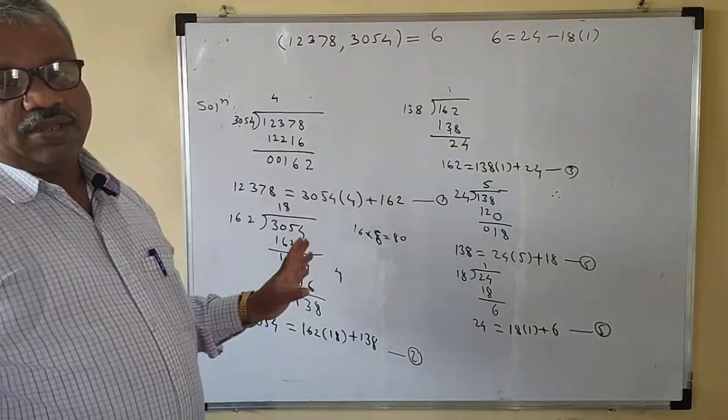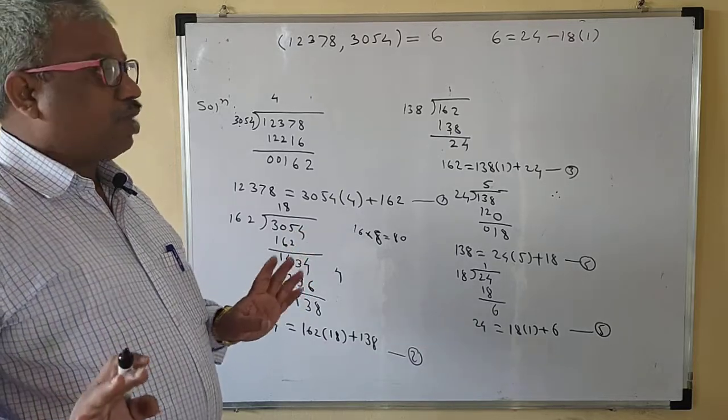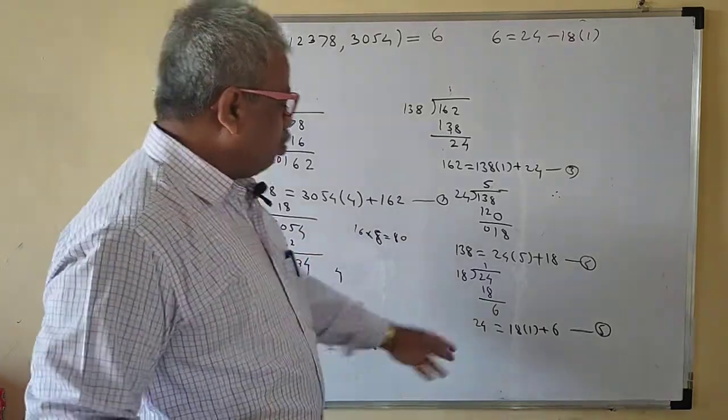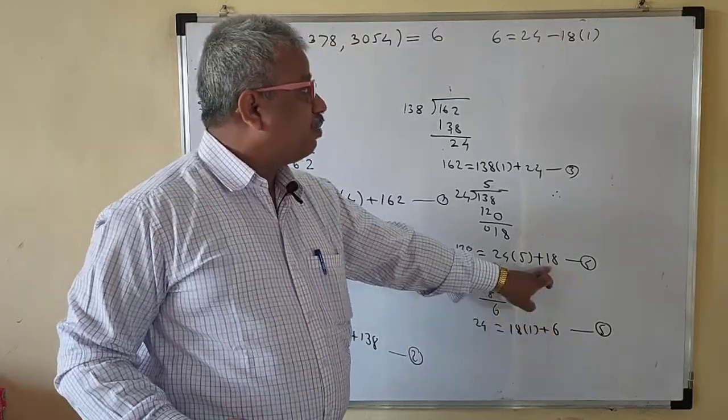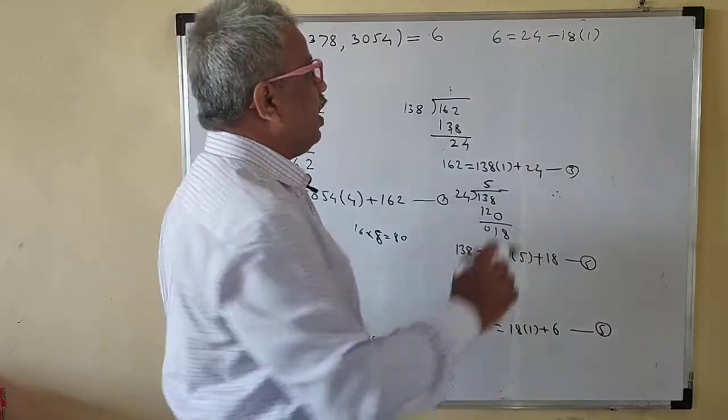Okay, so they are the figures, not the numbers. So we have to assume this. Okay, so we will do now. What is the last remainder then? 18. After 6, the last remainder is 18. 18 is there. We'll put the value of 18 now.